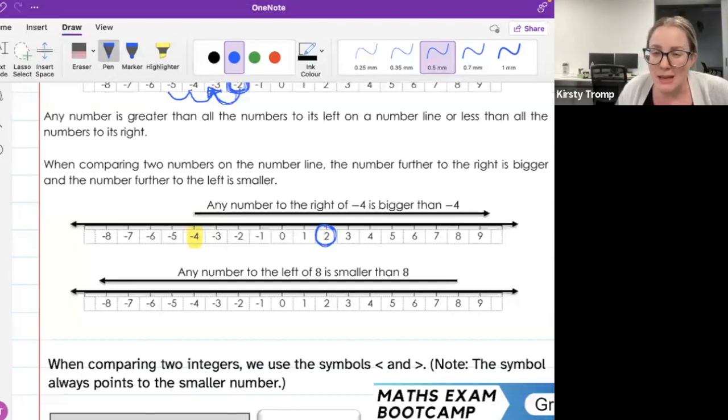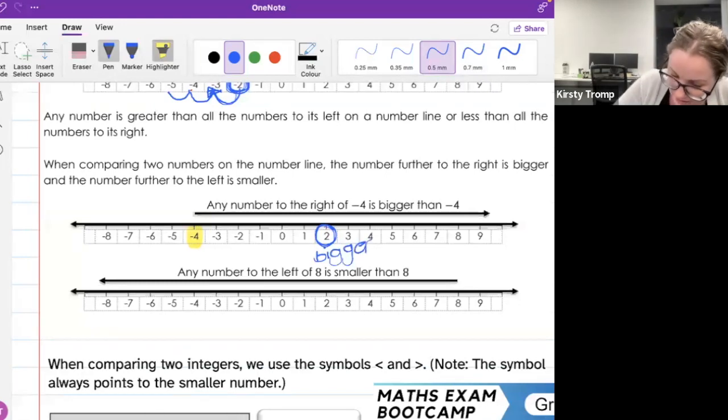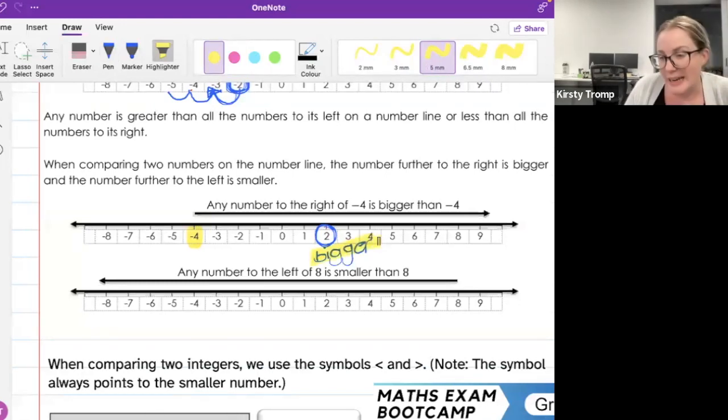So what does that mean? What do we know about 2 then? The 2 is going to be bigger than -4. And in fact, any number that is on the right of -4 will be bigger than -4.